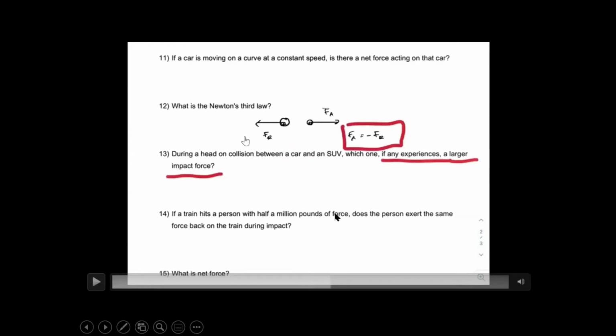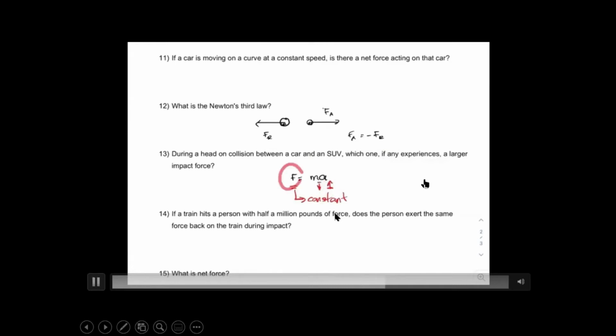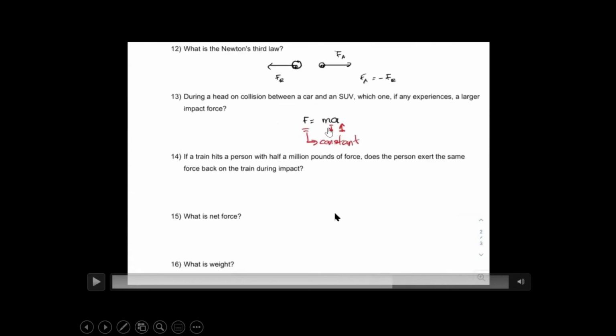Take a head-on collision between a car and an SUV. Which one experiences a larger impact force? The same, according to Newton's third law. If that's the case, why is the damage suffered by the car significantly larger than the damage to the SUV? They experience the same force, and the acceleration depends on the mass. The vehicle with the smaller mass suffers larger acceleration. Acceleration is what actually causes the damage: what maims you, what kills you, what breaks your bones.